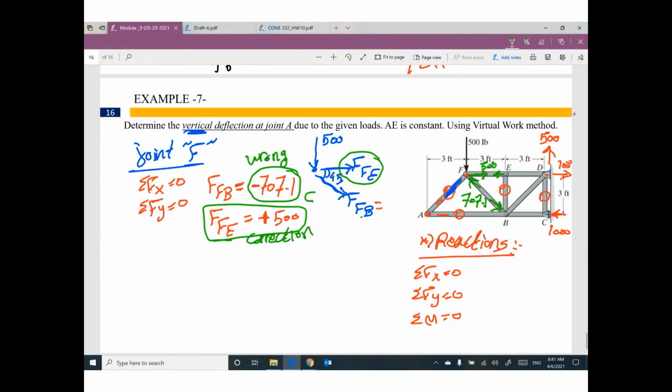I think at joint E, this one will also be tension, and this one will be tension 500, because this one is 0, it is nothing.